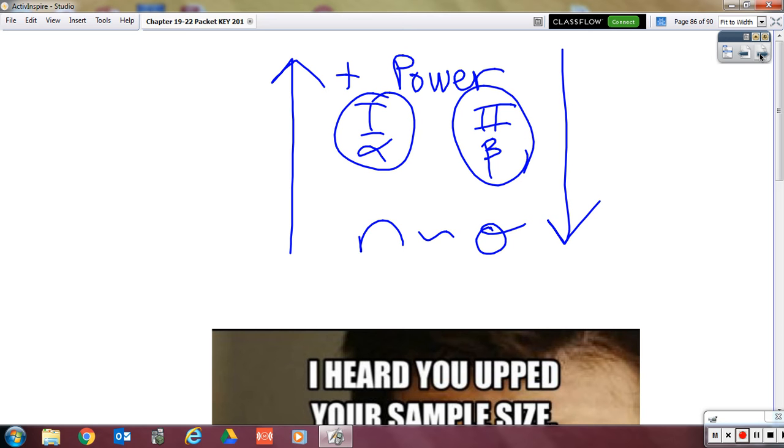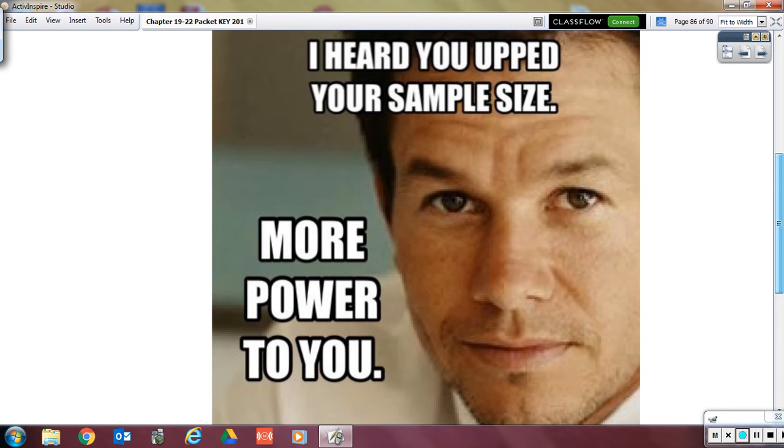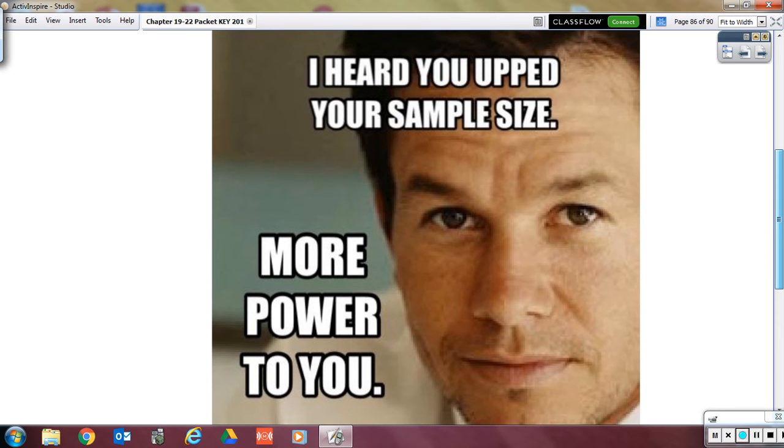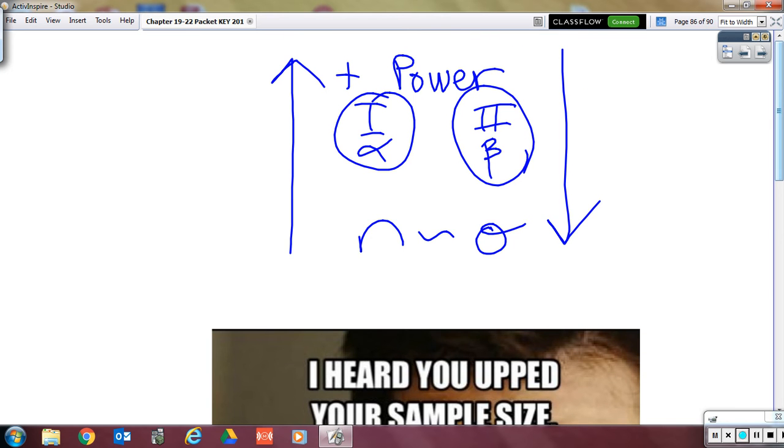Okay, so of course while I'm looking around, being a nerdy person researching stuff, I found this meme here. So let's look at it. I heard you upped your sample size. More power to you. Okay, so there is our thing. See, look, I heard that you upped your sample size. More power to you. Okay, all right. So there's that. You got to get the little chin nod or chin jerk in there.